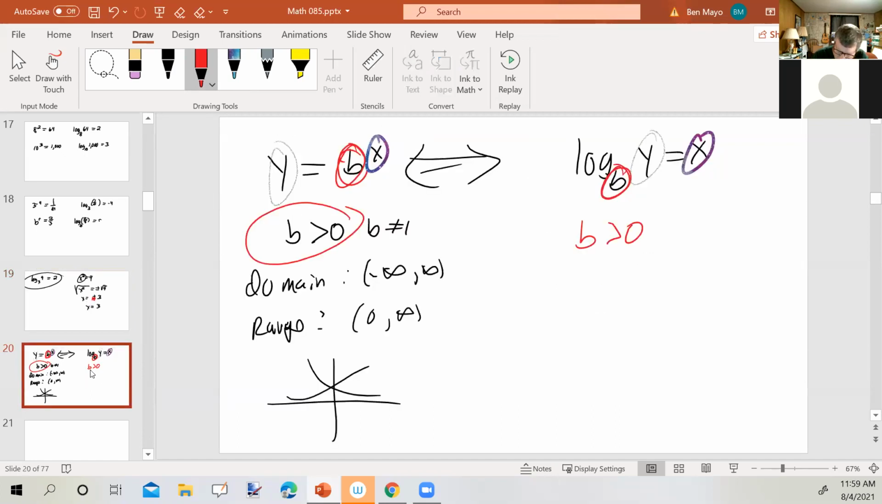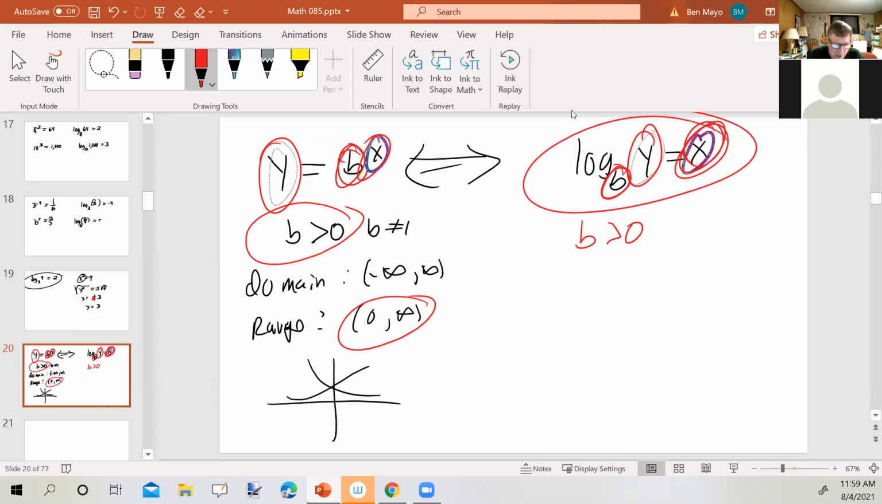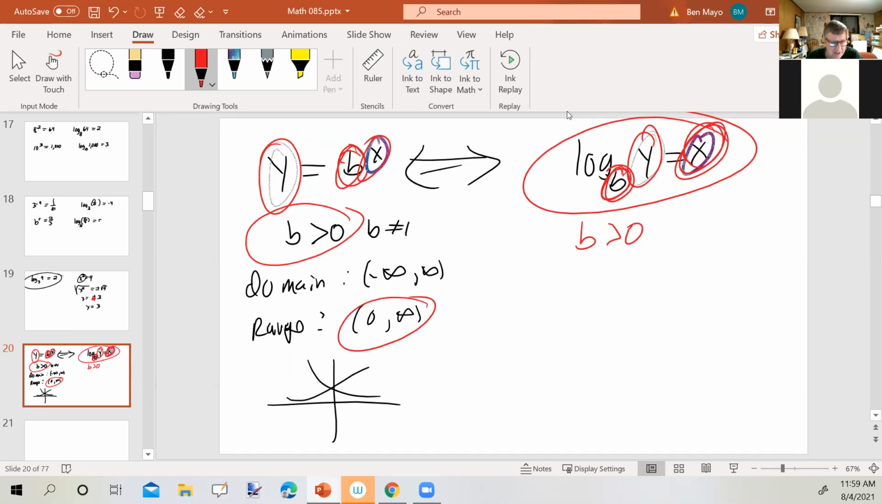Well, if b has to be greater than 0, it can't be negative. Okay, let's go further with that. X, the exponent here, can be any real number. So the answer can be any real number. We can get an answer over here that's positive or negative or 0. But y has to be greater than 0, which means y has to be greater than 0. So what does that mean? That means that when we're taking a log of something, the base has to be greater than 0, and it can't equal 1. The answer can be any real number, but the quantity that we're taking the log of has to be greater than 0.